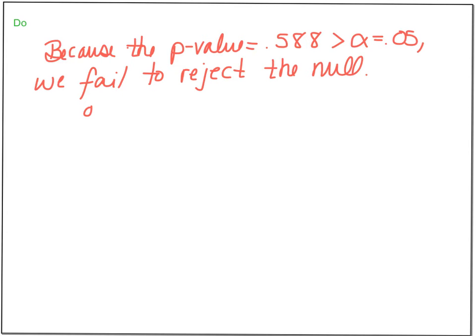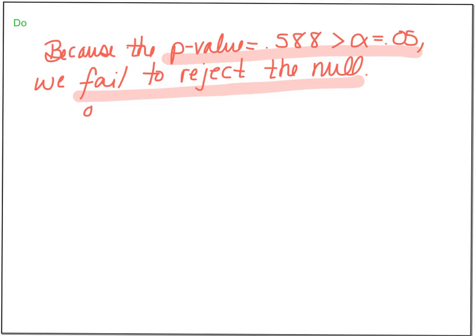So let's do our conclusion. Because our p-value, which is equal to 0.588, is greater than our alpha equals 0.05, so I've done that key part of comparing my p-value to my alpha, we fail to reject the null, two things that they will always look for in your AP response. Then we want a second sentence where you're putting it all into context.